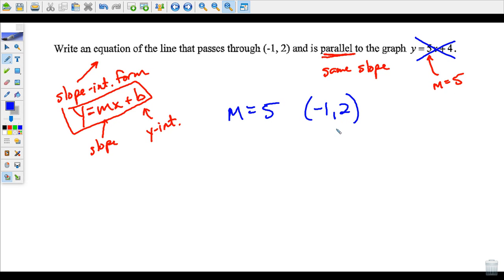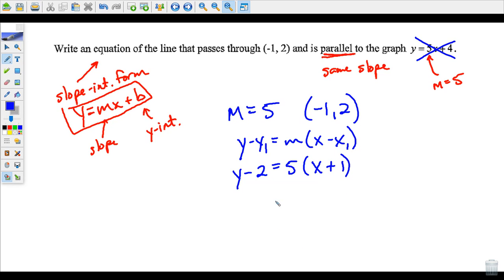There's a couple different ways we can do this, but one way is to write it in point slope form. Since we have a point and a slope, point slope form is y minus y1 equals the slope times x minus x1, where x1 and y1 are the coordinates of the point. So y minus the y coordinate, which was 2, equals the slope times x minus the x coordinate, but since the x coordinate's negative, that's minus -1, which would become +1. Now it's written as an equation. This is point slope form.